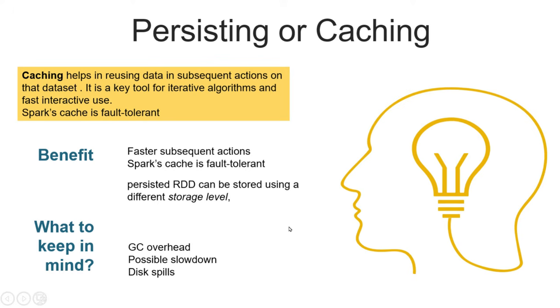The only thing that we need to keep in mind while we are persisting data is that it can have a lot of garbage collection overhead. If we create too many caches of data, then there will be a garbage collection overhead. There can be a slowdown, and there can be disk spills because your memory can get full. So we should not overuse or abuse the cache functionality, only use it when it is necessary.